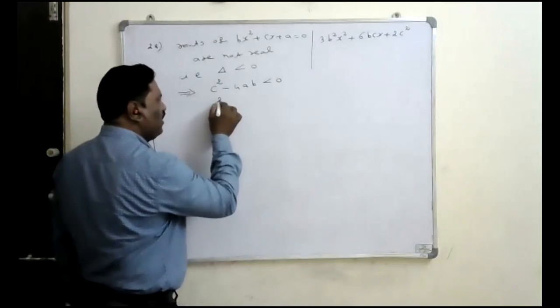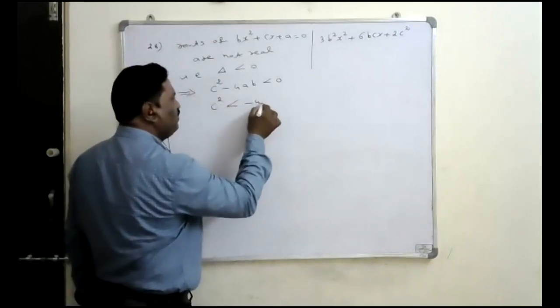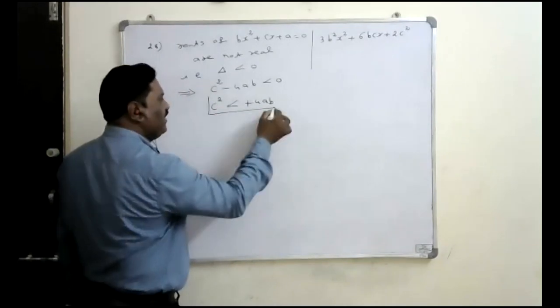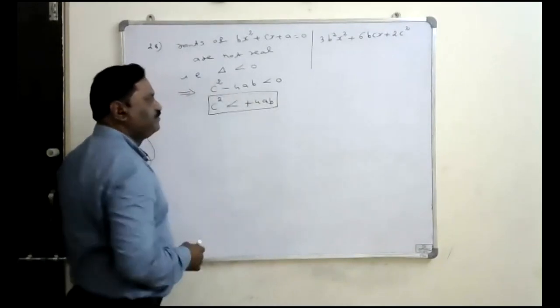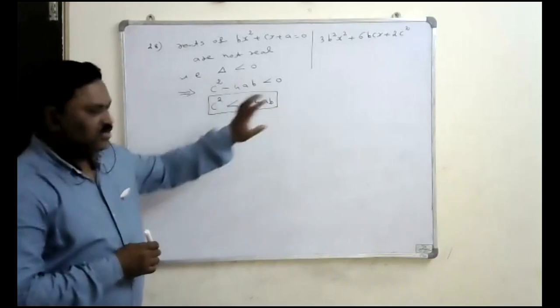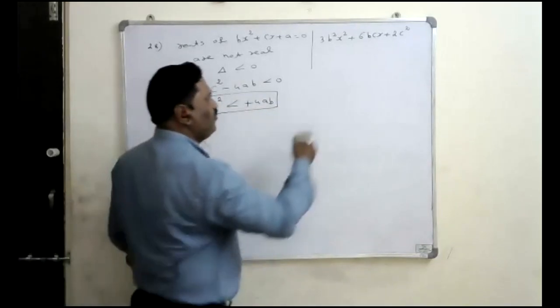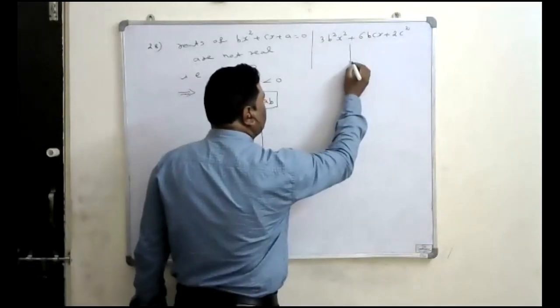So that means c square is less than, sorry, plus 4ab. This is the condition they have given indirectly, right? c square less than 4ab. Now, come to here. What about this expression?